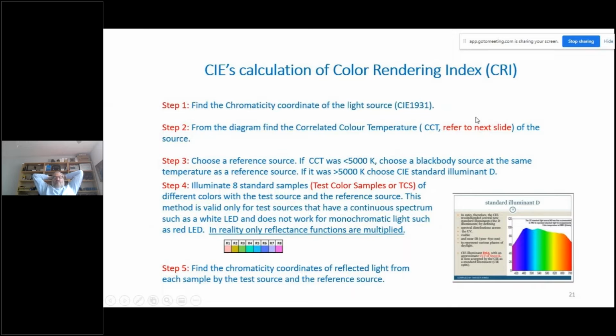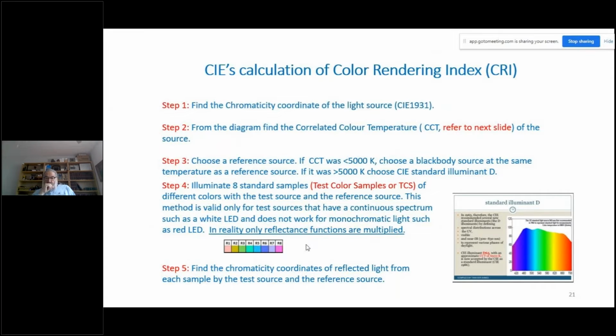Once you find the CCT, you can choose a reference source based on the temperature of the CCT. If it is below 5,000, use a black body source. If it was above, you use a CIE standard illuminant D. And then you have these 8 color samples, R1 to R8. You illuminate these 8 color samples with the reference source and with your test source.